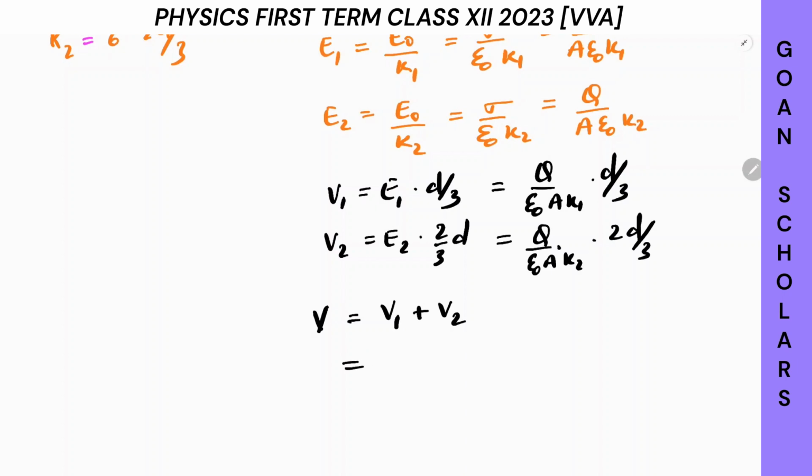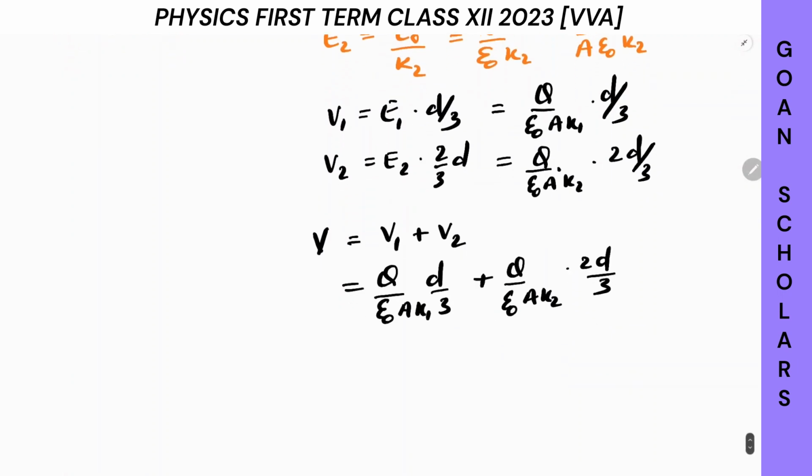So when you add both, what are the common terms? Let me write one more step. Q by epsilon naught A K1 D by 3 plus Q by epsilon naught A K2 into 2D by 3. Correct? Now let's take the common terms. Common terms here will be Q, D, epsilon naught A, and 3. So what are we left with here? 1 by K1, and here, 2 by K2. Correct? In case you don't know how I took common here, just multiply this with the first term, you will get the first term on top, and multiply it with the second term, you will get that back.